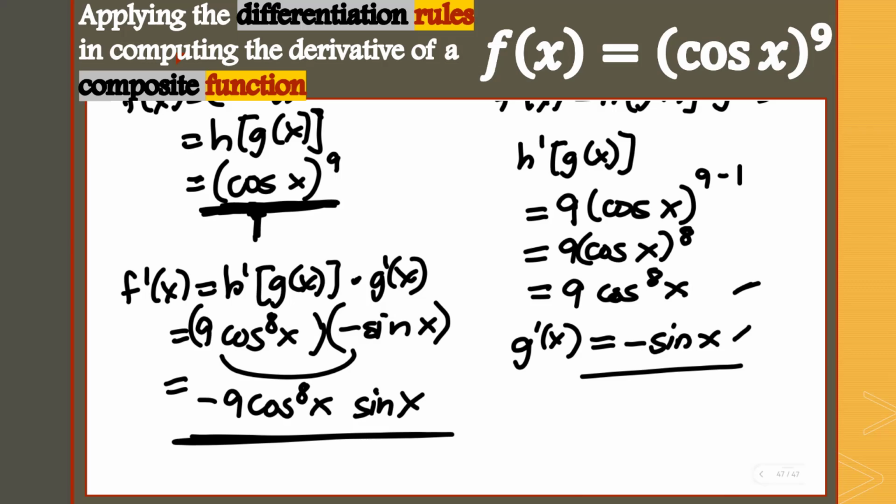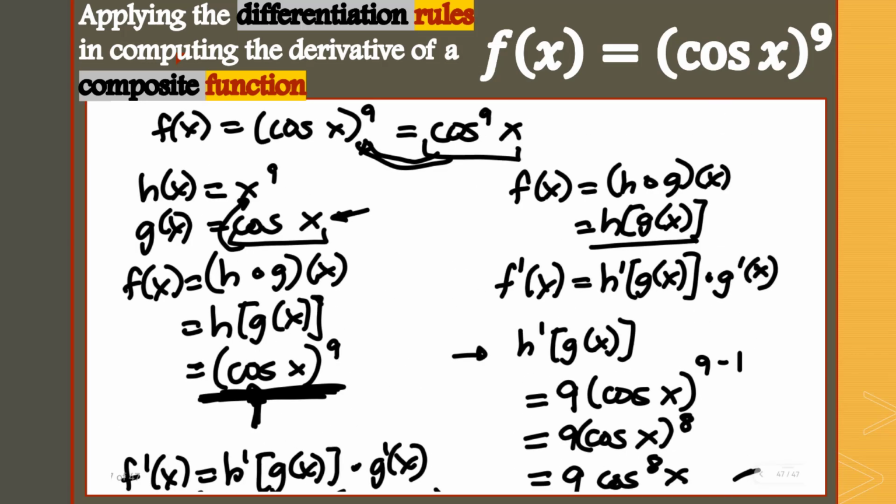Take note, our h prime of g of x is treating this as 1 using the power rule, and then for this entry inside the grouping symbol, we'll have this as g prime of x. So that is the result for this item.